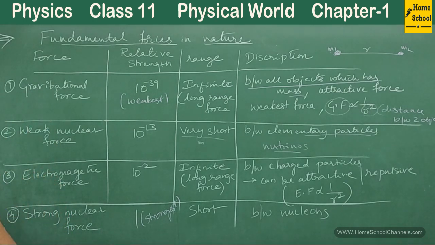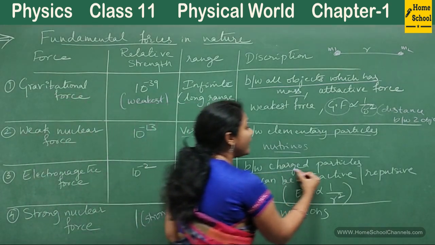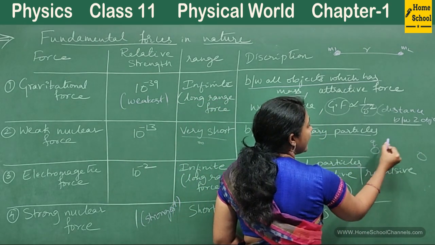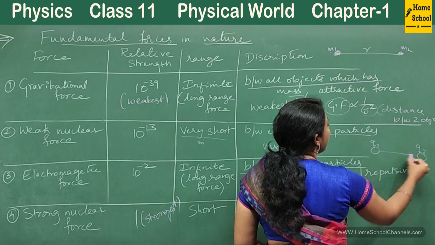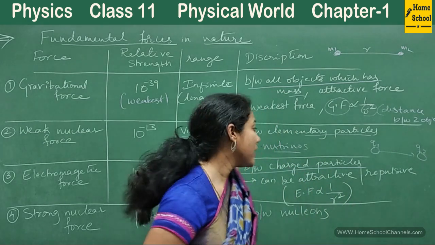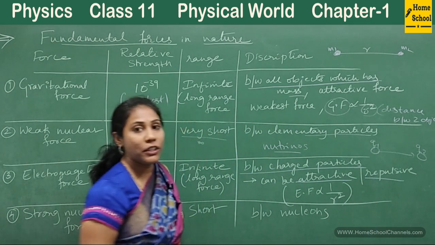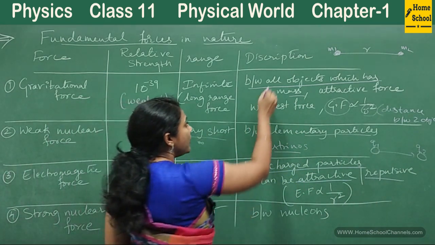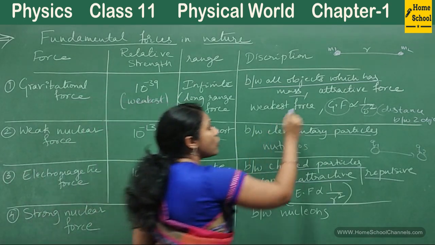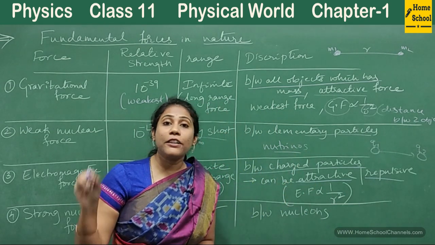Coming to the third force, electromagnetic force. Electromagnetic force is observed between charged particles. Any two bodies that have a charge will have a force between them called electromagnetic force, and this force can be attractive or repulsive. You must identify the major difference between gravitational force and electromagnetic force: gravitational force is always attractive, but electromagnetic force can be attractive or repulsive.